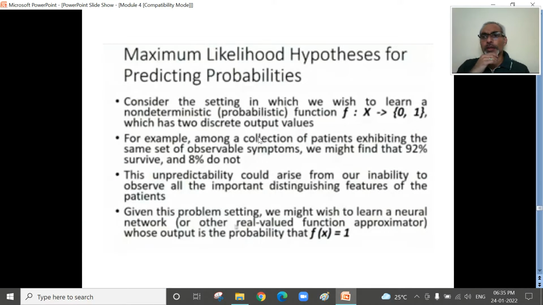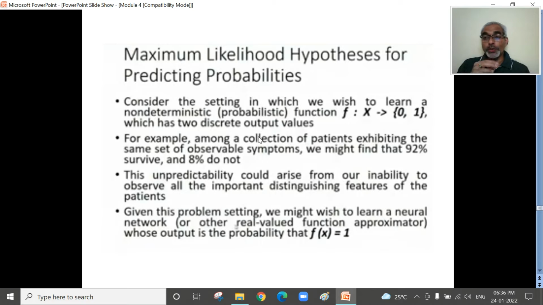Now in today's section we will be looking into the maximum likelihood hypothesis for predicting probabilities. So predicting probabilities means what? Say for example, consider the setting in which we wish to learn a non-deterministic function f, or probabilistic function. Non-deterministic means what? We are considering an example in which you cannot determine the output.